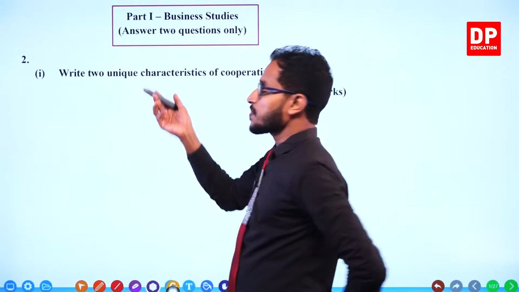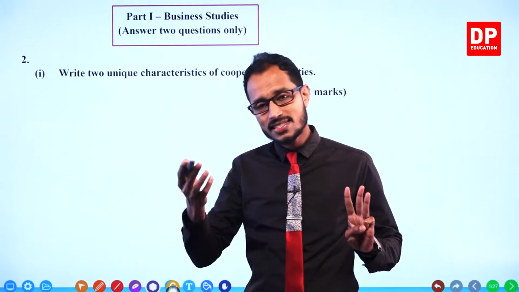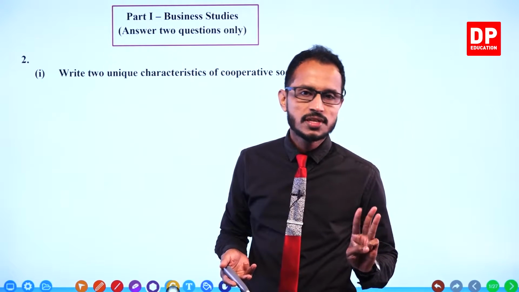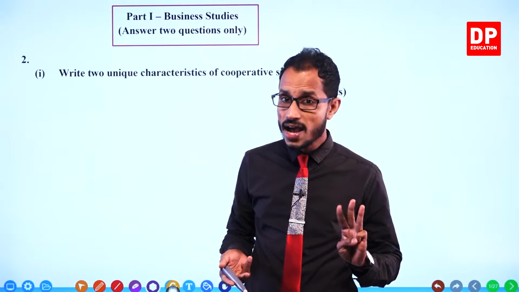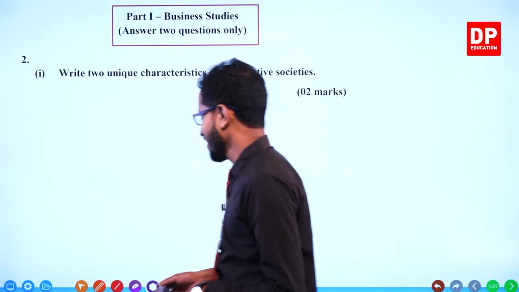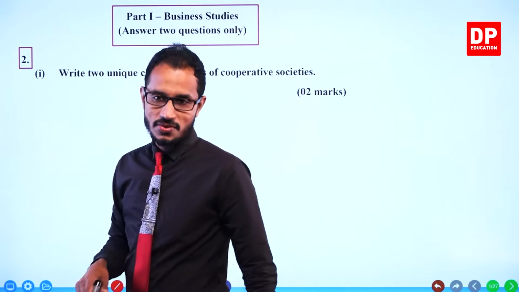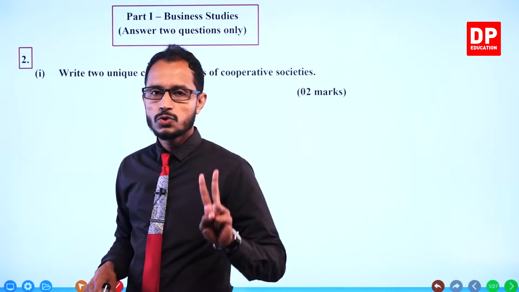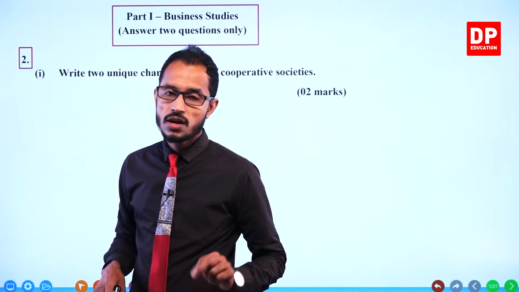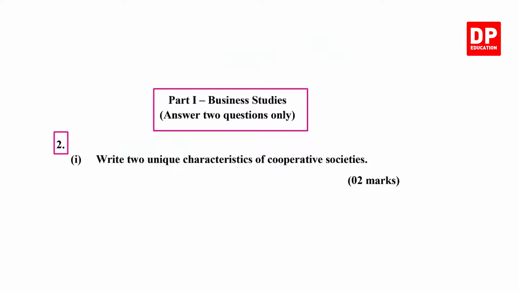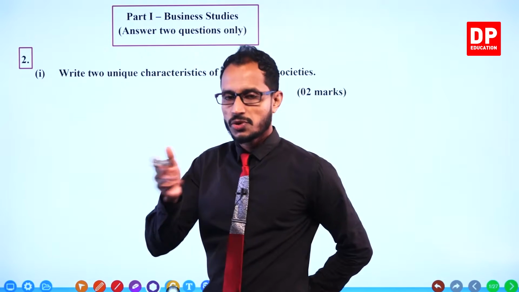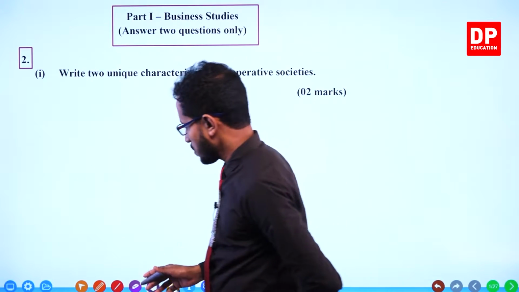Children, you have 3 questions in this part, as I explained in detail in the introduction. You only have to answer 2. We are starting from question number 2, 3, 4. 3 questions are given, and I'm going to answer all 3 questions. Each question has 8 marks.